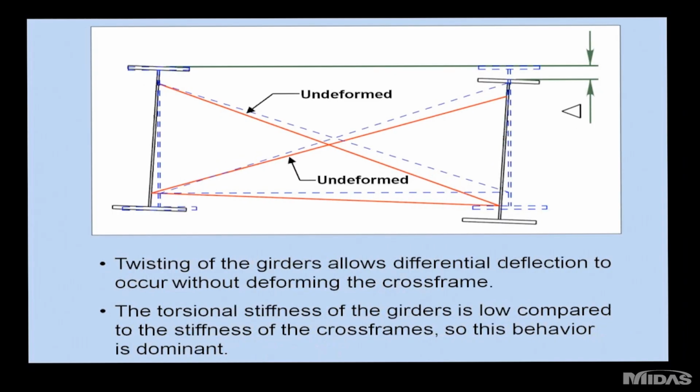However, if the girders twist, the cross frames don't have to deform. They can just go along for the ride with the girders. And torsionally, I-girders are very flexible, so they don't put up a lot of resistance to this type of movement. So this is the common behavior that you see in skewed structures and also in curved structures.